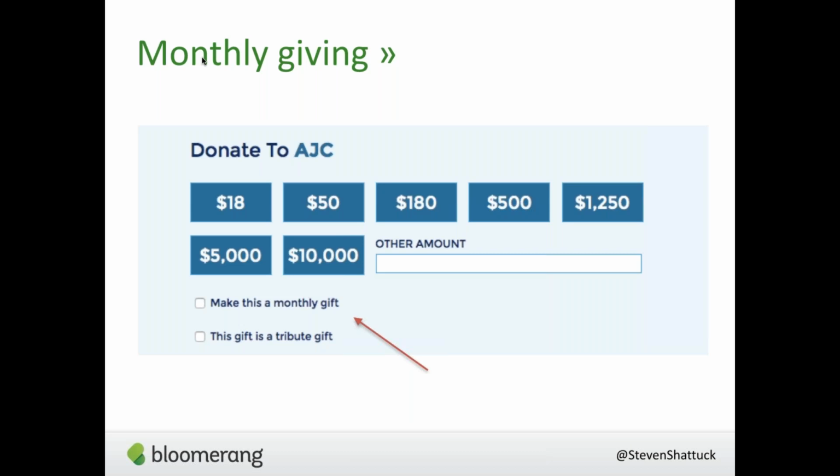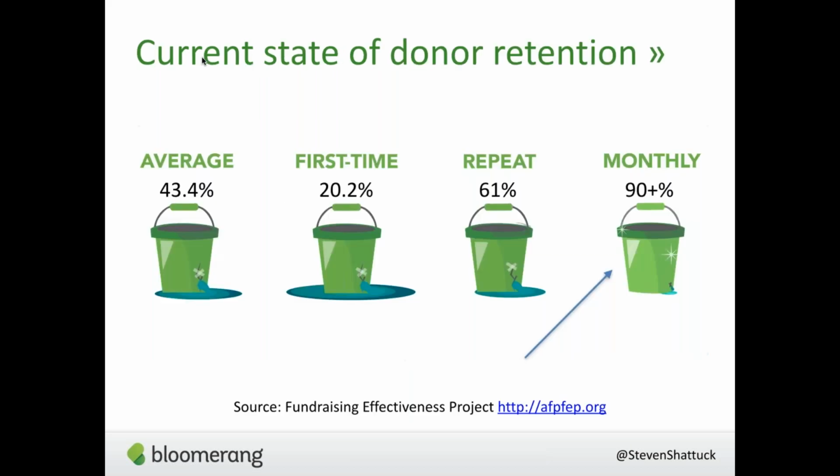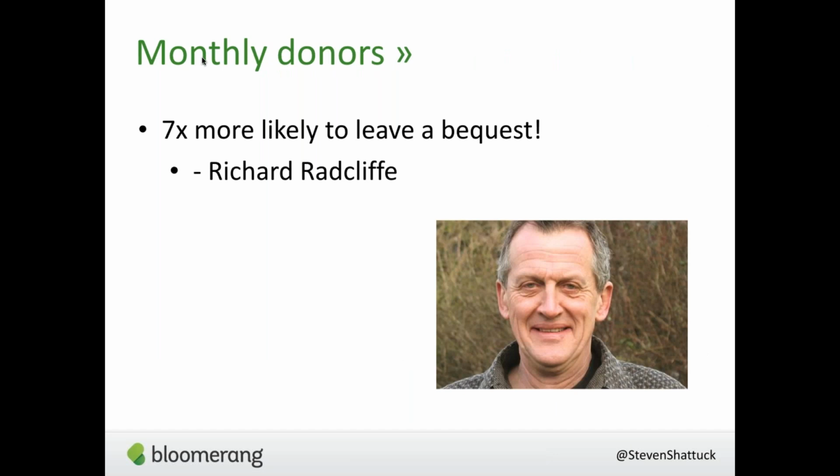That's not a universal recommendation by me by any means, but I have seen that where you go to a donation page and it starts monthly and you have to turn it into an annual gift, versus what we usually see, which is here, where they have to opt into the monthly gift. Monthly donors are great. High retention rate, also much more likely to leave a bequest. Richard Radcliffe found that monthly donors are 7 times more likely to leave a gift in their will than annual donors. So monthly donors, they're great. Hopefully you get a lot of monthly donors through your website.